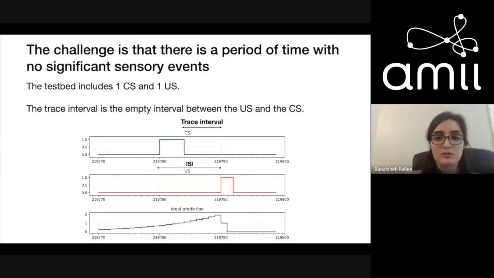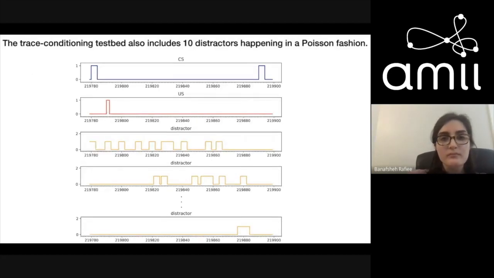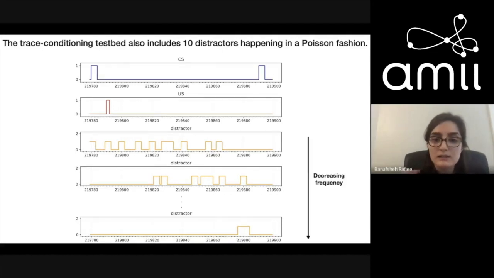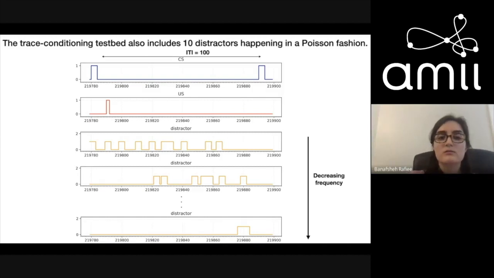Okay. So yeah, as I said, we have 10 distractors, and the first distractor happens more frequently, the second one is less frequent, and the last one is the least frequent. And the time from the onset of the US to the onset of the CS of the next trial is called inter-trial interval, or ITI, which is 100.